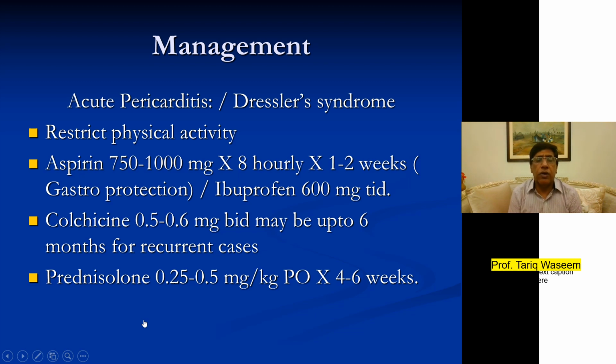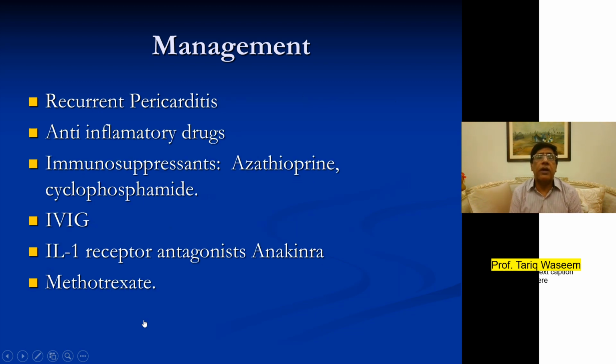Prednisolone in a dose of around 0.25 to 0.5 milligram per kg per oral for about 4 to 6 weeks is again definitely beneficial in patients with acute pericarditis. If they have recurrent pericarditis, then you probably have to resort to anti-inflammatory drugs. You also have to look for immunosuppressants like azathioprine and cyclophosphamide. In this category of patients who have recurrent pericarditis, you may have to think of administering intravenous immunoglobulins.